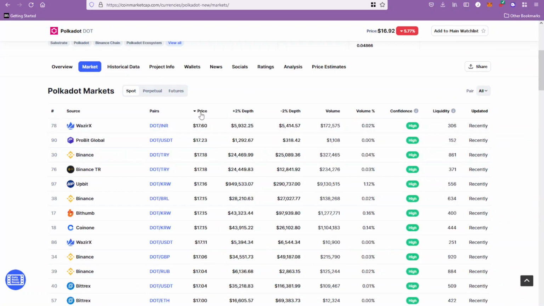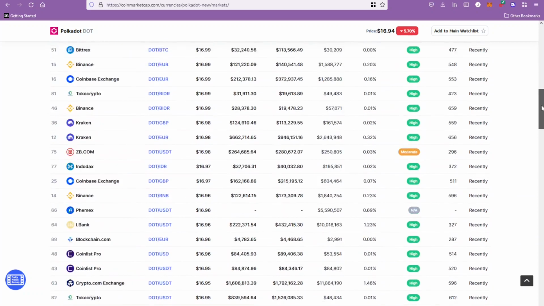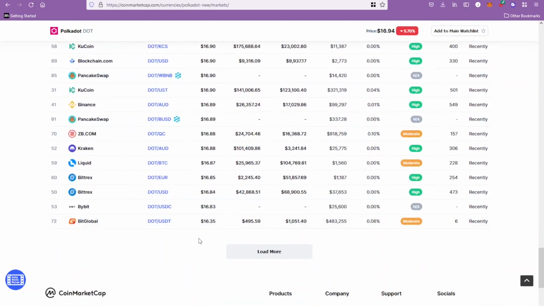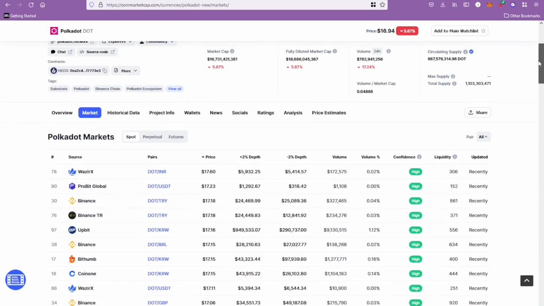So if I click on price, you can see that brings up the most expensive. Polkadot is the most expensive on the WazirX exchange, and that's at a price of $17.68. Now if you scroll down to the bottom, you will see that on different exchanges elsewhere, it's actually much cheaper. You can get the same amount of Polkadot on the BitGlobal exchange for $16.33. So if we go back up, you're looking at over $1 difference between the two, which is quite a big percentage.